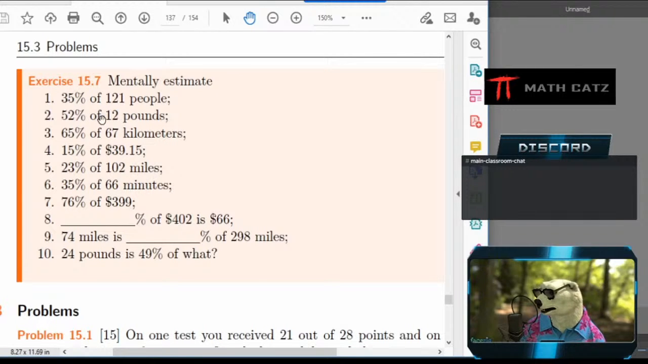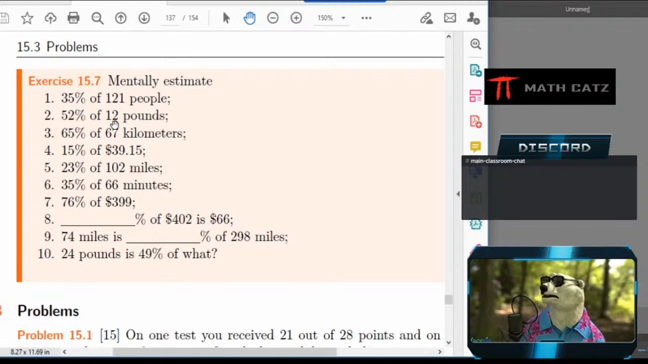But I need to know, how do I get approximately 40 in my head? Just going to a percentage that would give me a very quick and easy calculation. 52, obviously very close to 50%, so the answer is going to be very close to half of this, which is very easy to do. So it's a little over 6 pounds.